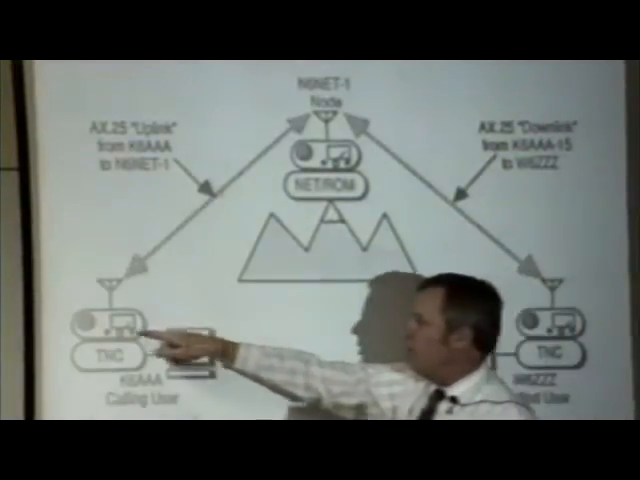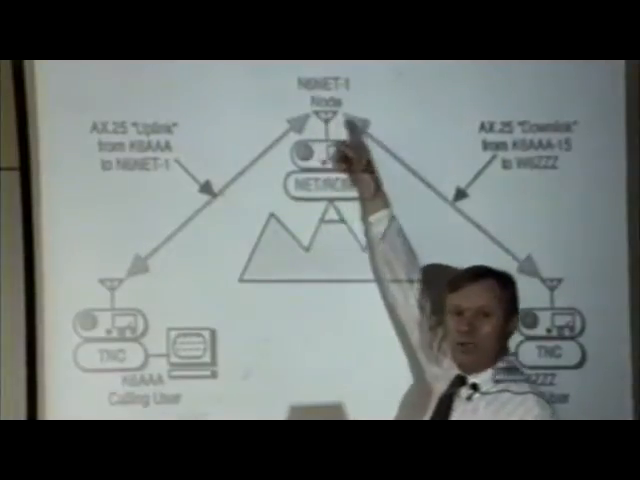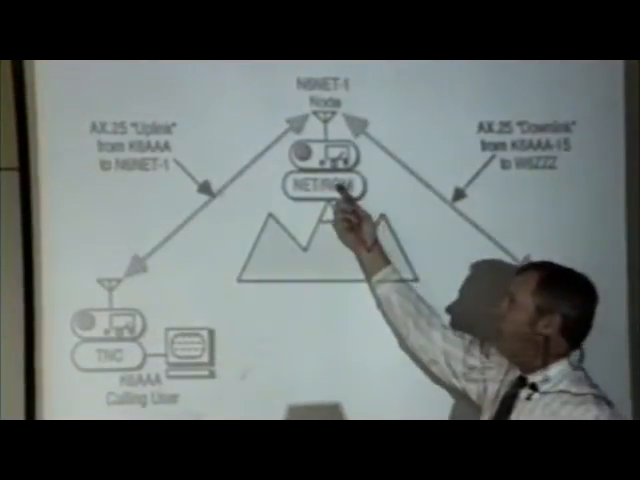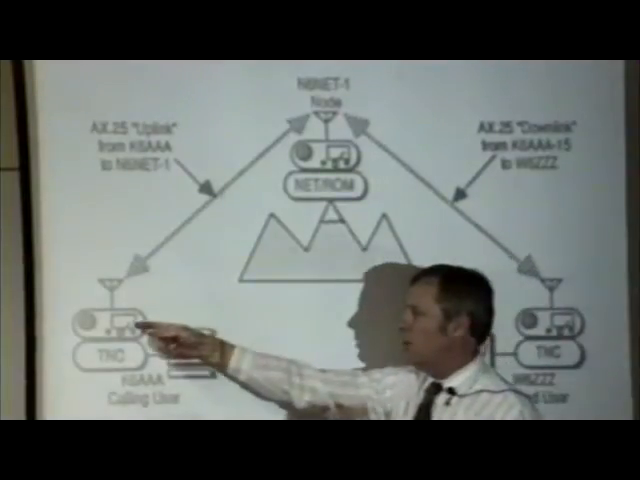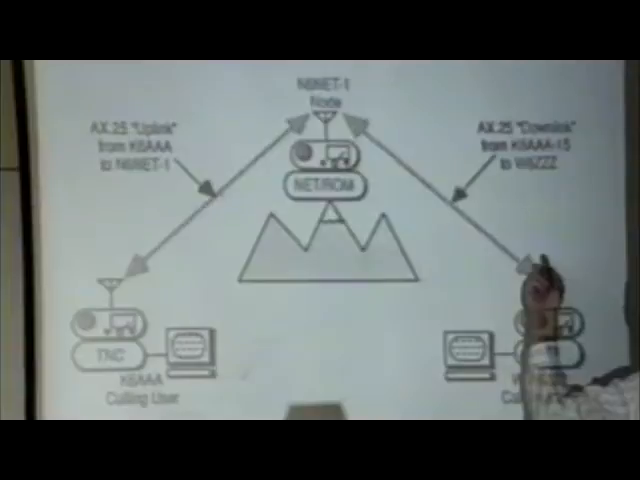Uplink means that this station established this link. Downlink means the node established this link down. So I can tell who set up the connection. I can connect to this node, and I can tell this node, connect to him or connect to him. And if he has his users set to more than one, then I can talk to these guys.